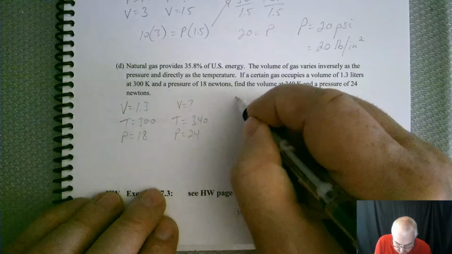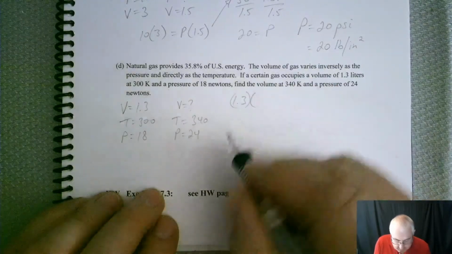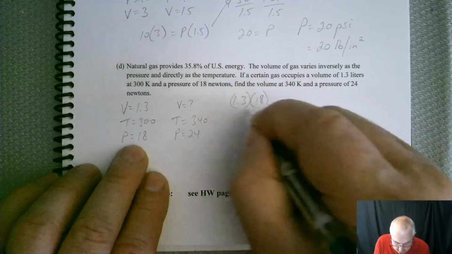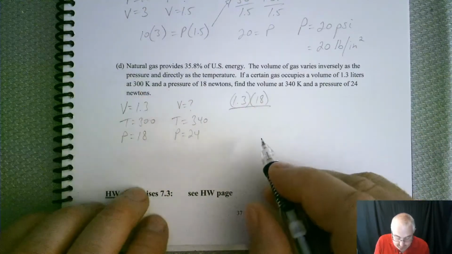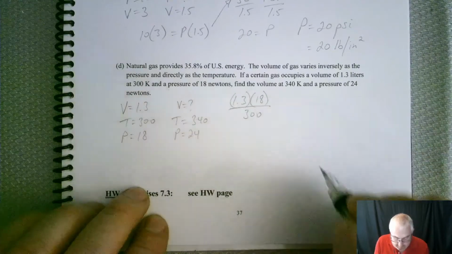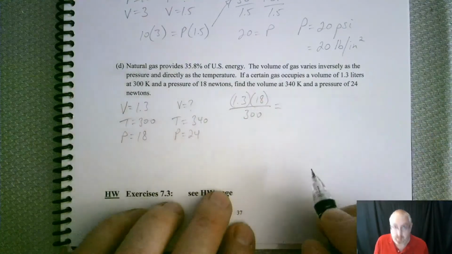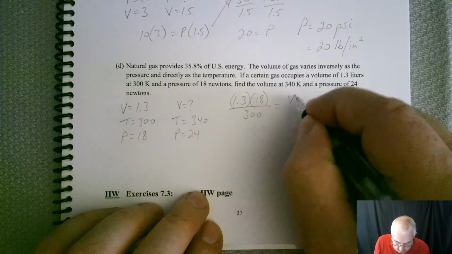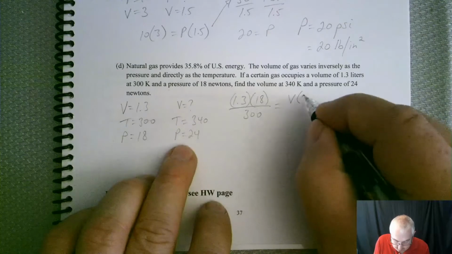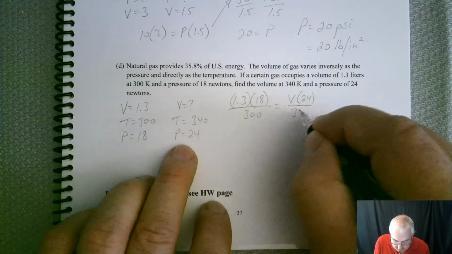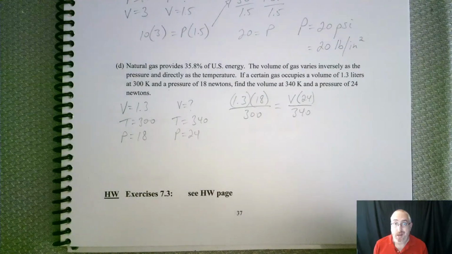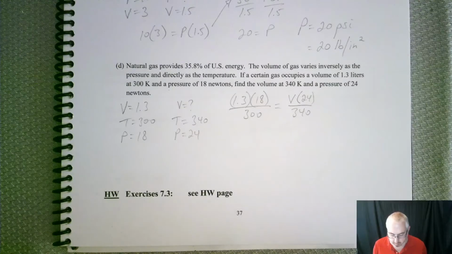Okay, so 1.3 times the pressure, so times 18, divided by the temperature, 300. So as long as we put them in that order on the other side, we should be fine. So the volume we don't know, times the pressure, which is 24, divided by the temperature. So that should be our equation. So now we just got to be careful, simplify it, and then we're good to go.